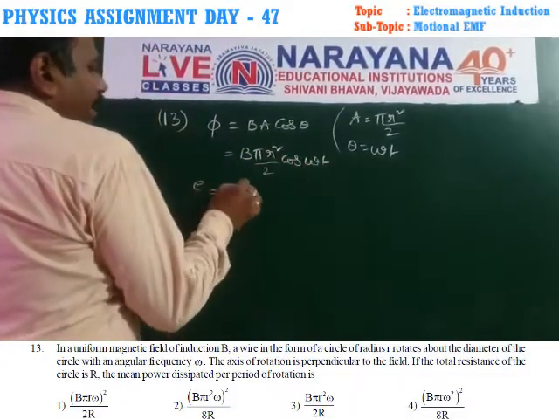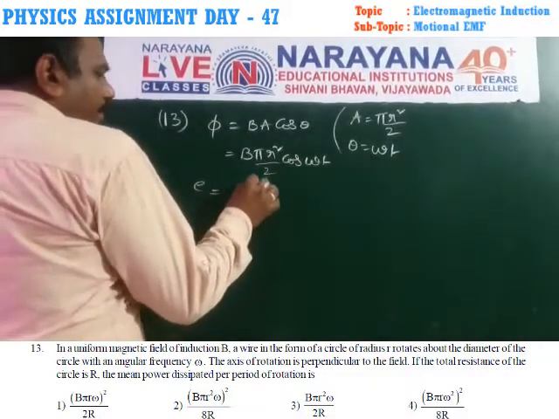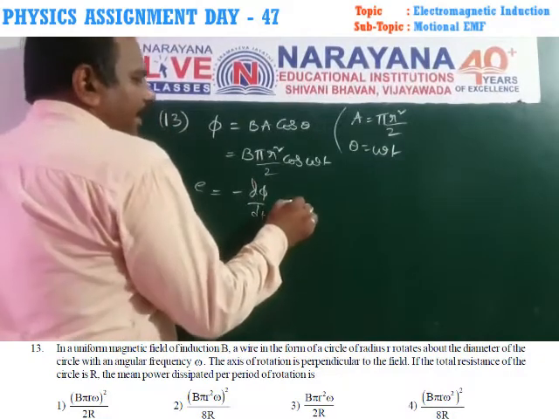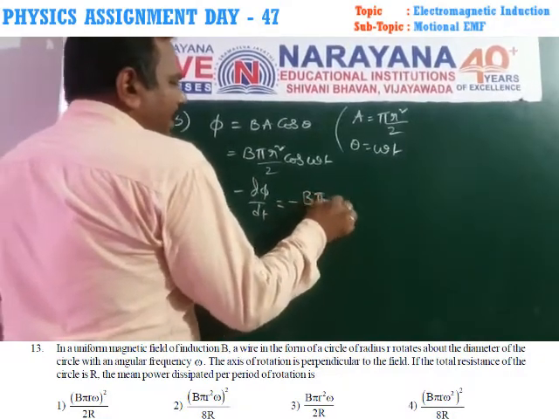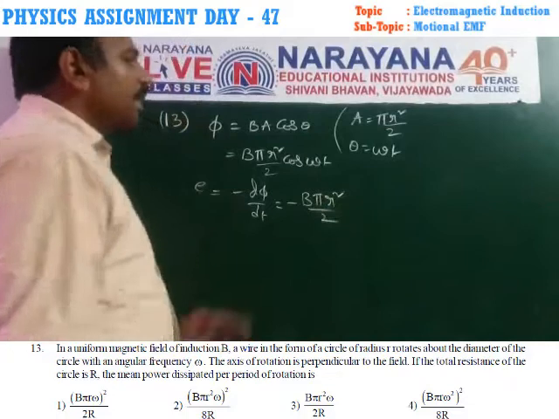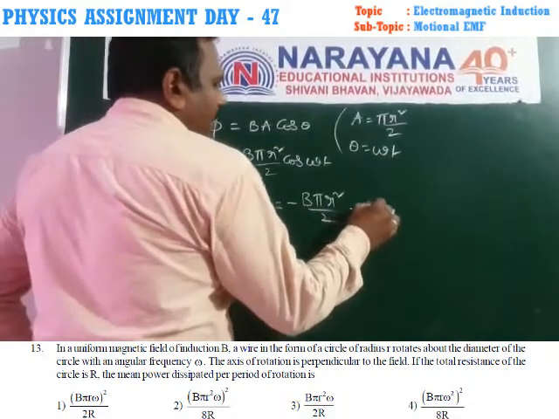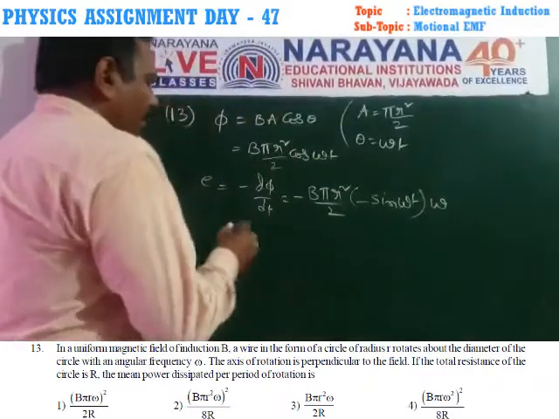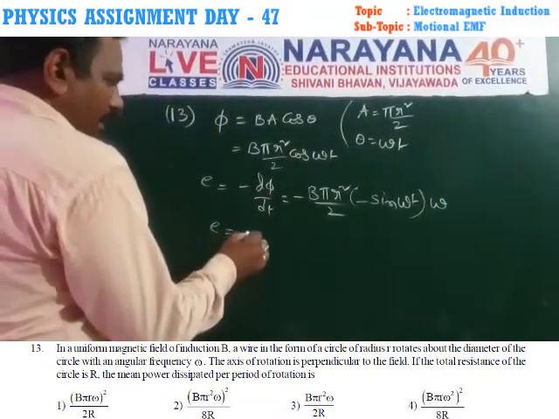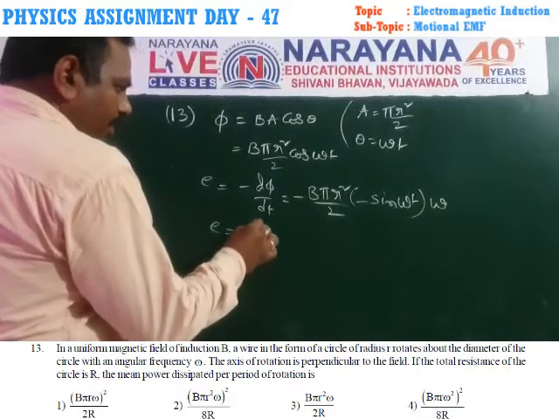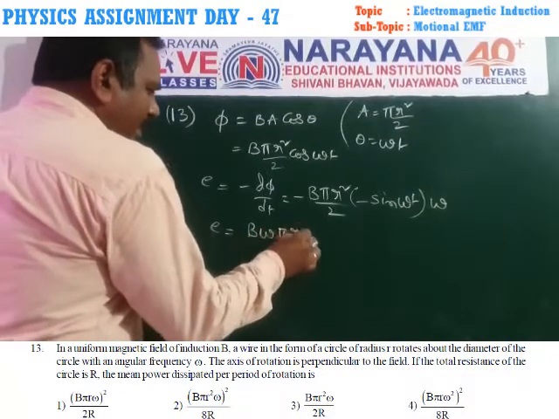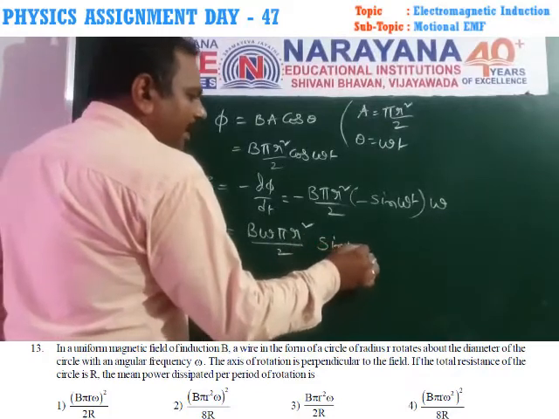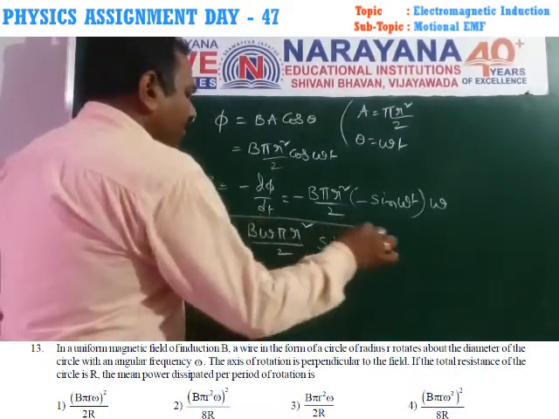But we have to find the EMF. EMF is equal to minus d phi by dt. Differentiating it: minus B into pi r square by 2, into the cos function differentiation, which is minus sin omega t, into again omega. So finally EMF is equal to B omega pi r square by 2 into sin omega t. This is the EMF here.